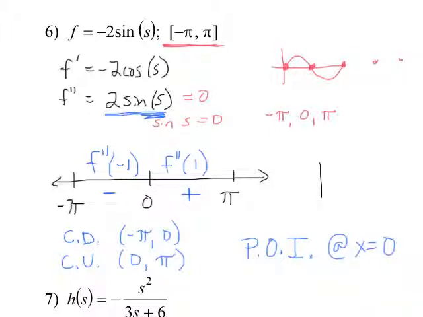And if we wanted to, we could try to picture what this graph looks like. Negative 2 sine looks something like that. And we can see that we are concave down and then concave up. So that supports what we found with calculus. All right, let's move on to problem number 8.